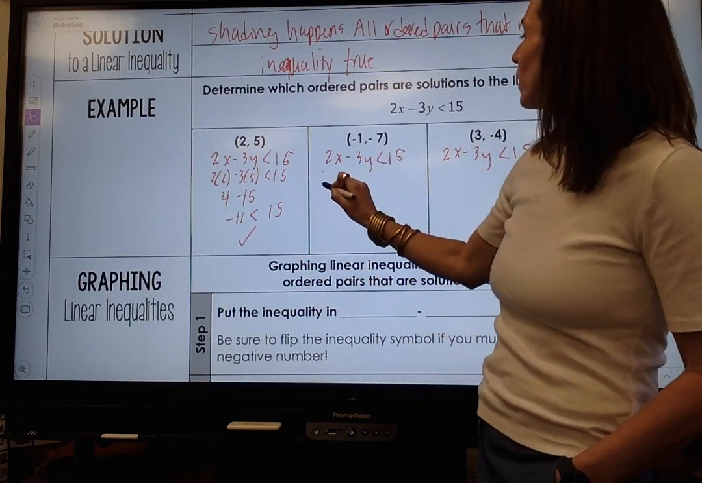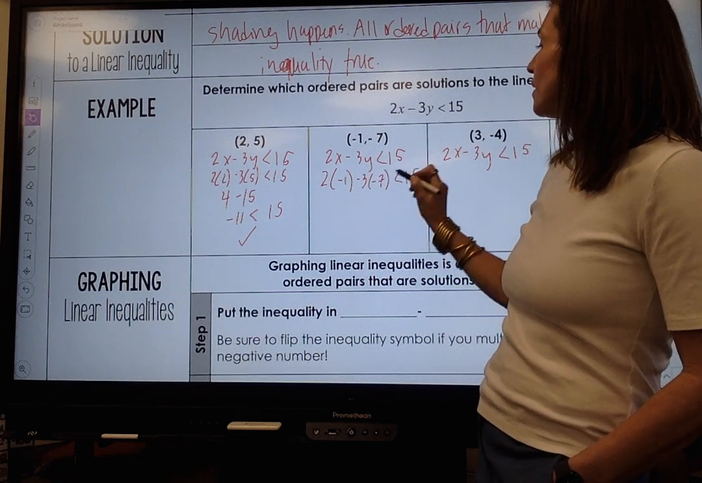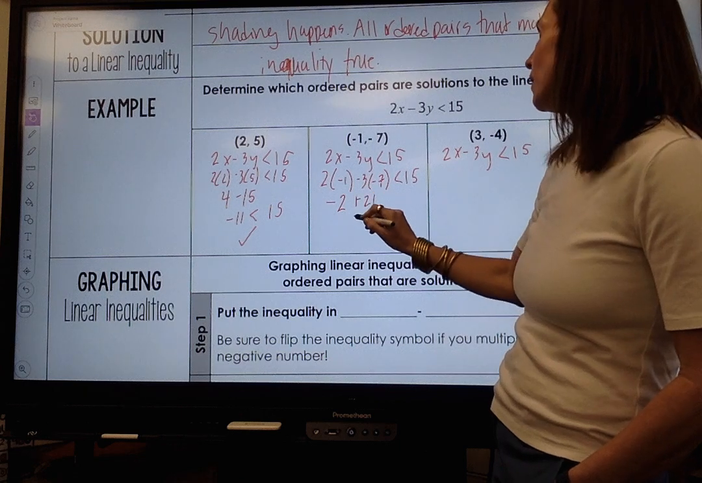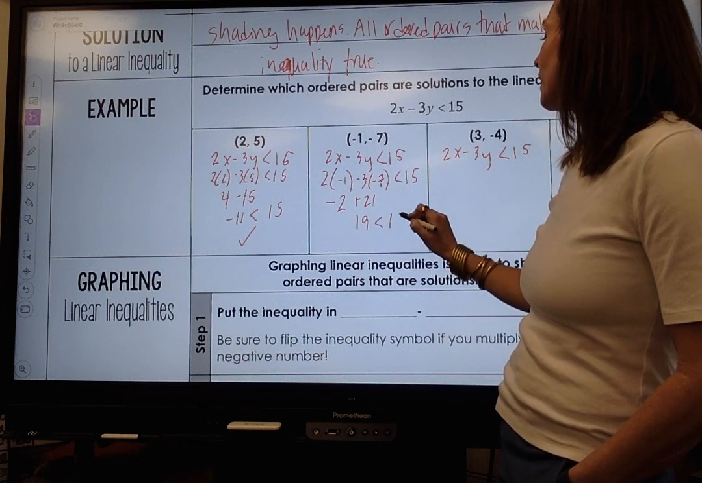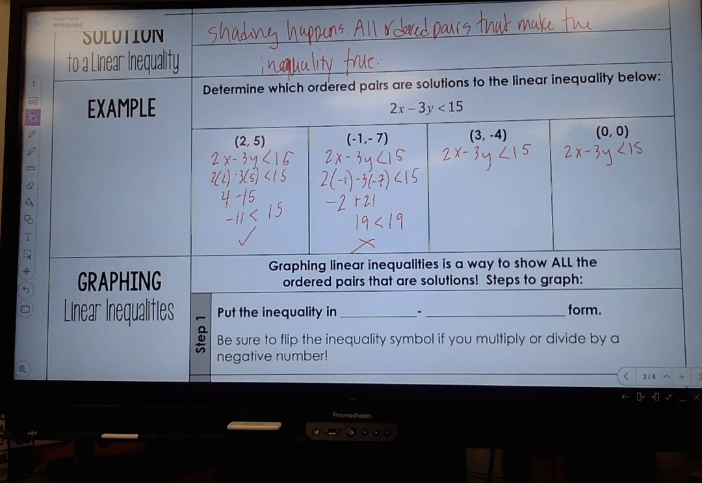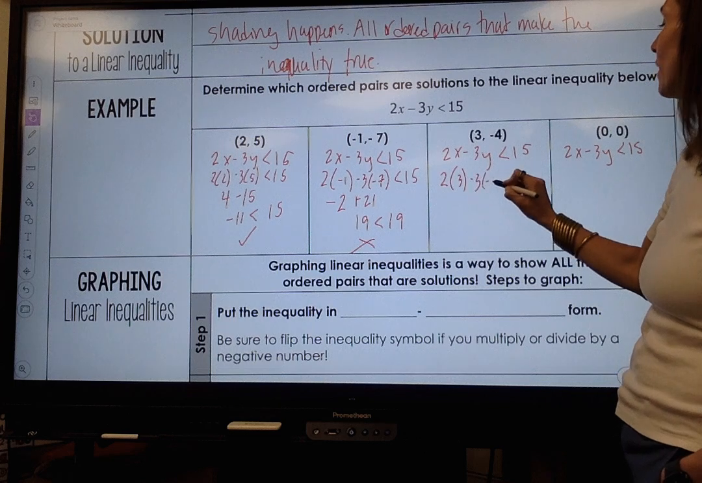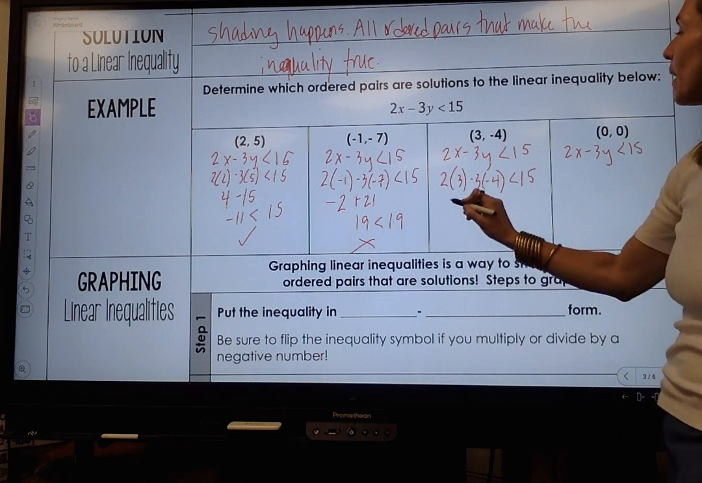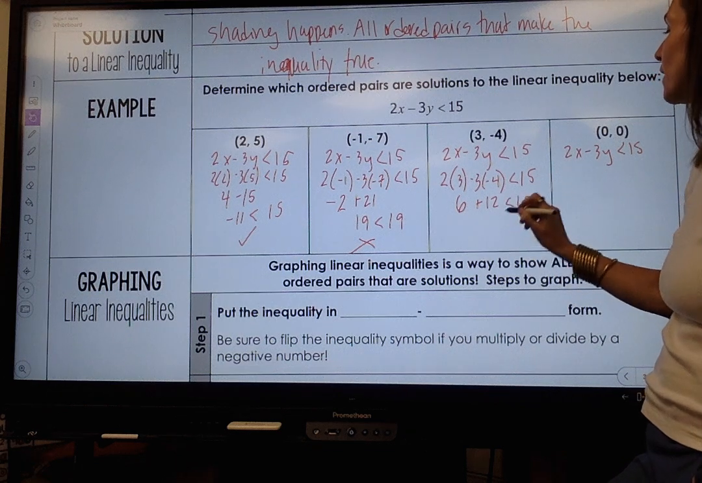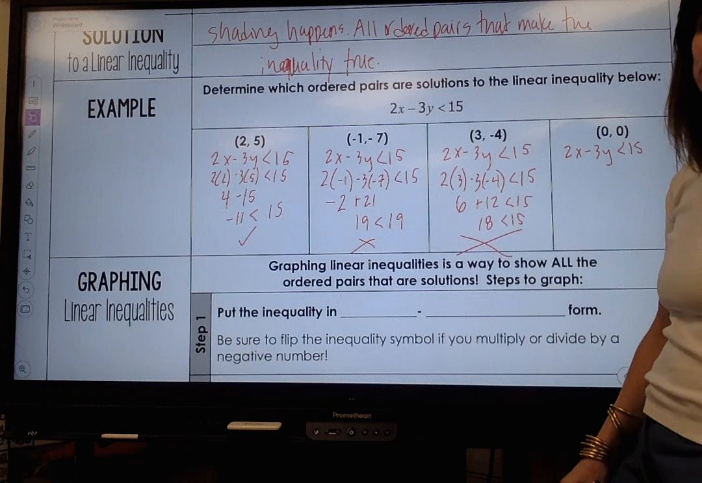Okay, now let's look at this one. If x is negative 1 and y is negative 7, does it make this inequality true? Is negative 2 plus 21, so 19, less than 15? No, that is not a solution. What about 3 and negative 4? Is 6 plus 12 less than 15? No, 18 is not less than 15, so that is not true.